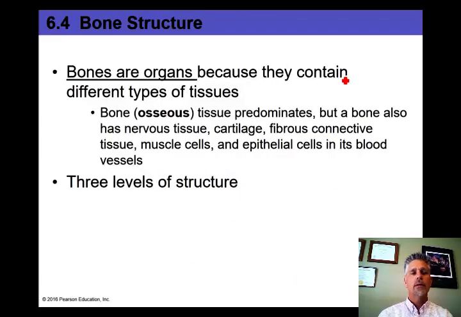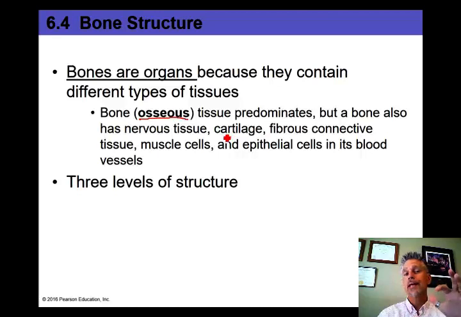Alright, so now let's look at bone structure. Like we said, an individual bone counts as an organ. It's mostly going to be connective tissue in the form of our osseous. Remember, this is our hardened connective tissue. But you're also going to have nervous tissue, right? If you break a bone and it hurts, it's not just a dead stick in there.